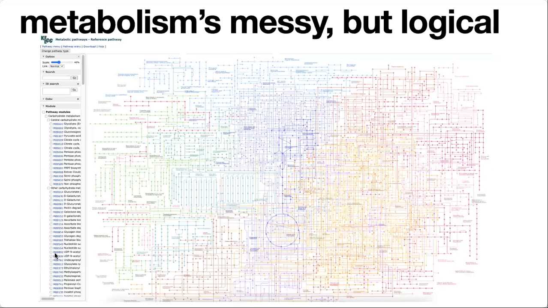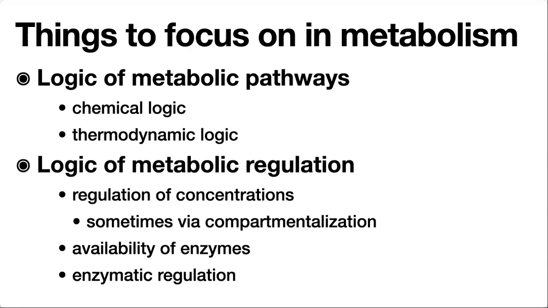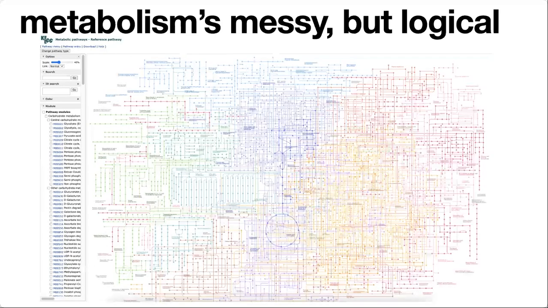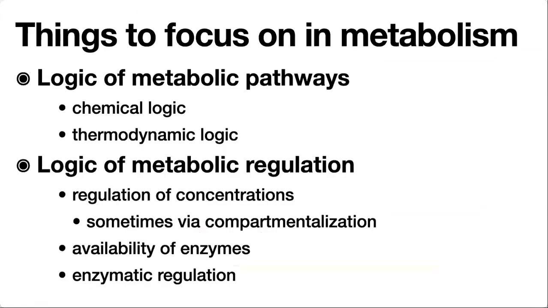When it comes to metabolism, things are messy, but they're logical. And so rather than trying to memorize pathways and that sort of thing, let's focus on the logic behind these pathways and the logic of metabolism, the logic of how we have all of these interconnecting pathways, all of this crazy stuff going on. But really, at its heart, we can focus on things like the chemical logic. Why are things happening in this order?